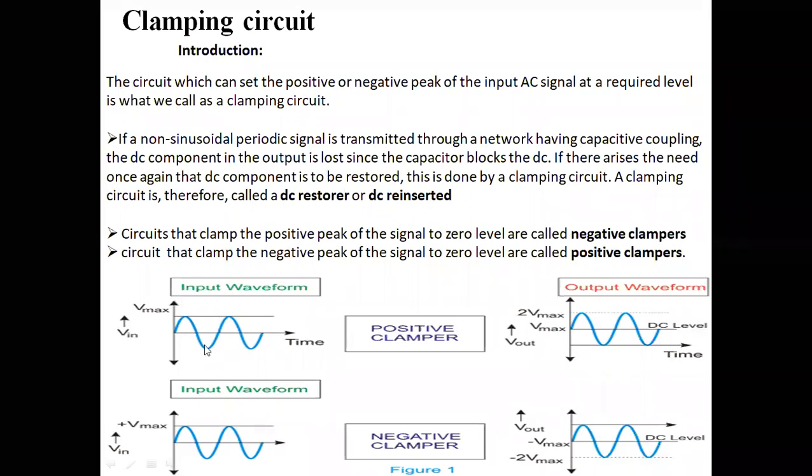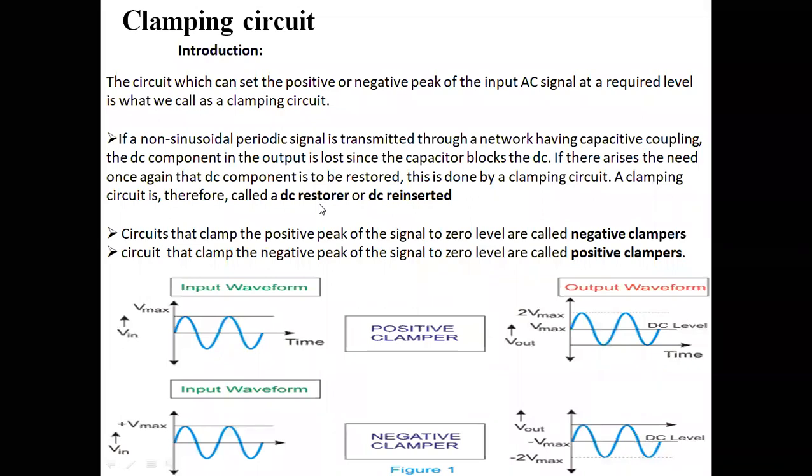Therefore, positive means the entire waveform shifts towards the positive side, with 0 as the reference level. Like that, you are going to shift it. Other names for this clamper circuit are DC restorer and DC reinserter. Why do we call it a DC restorer or DC reinserter? Because this clamping circuit introduces the DC component in our output waveform. We require DC components in amplifiers, some rectifier circuits, and especially in transmitters and receivers, in communication sectors.